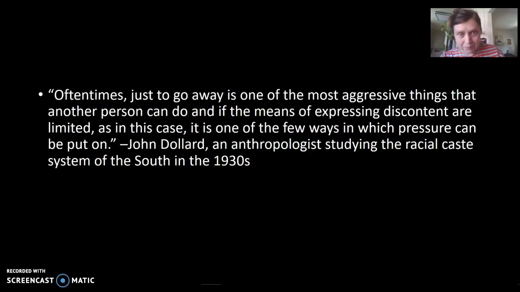Okay, so when we're thinking about everything we just saw, everything we just discussed, we want to keep in mind that leaving is sometimes the best way to reject a system that devalues your existence and decides that you don't matter, right? And so this is an excerpt from an anthropologist who's saying that going away is an act of aggression. It's a way of rejecting the system that dehumanizes you and puts you in danger.